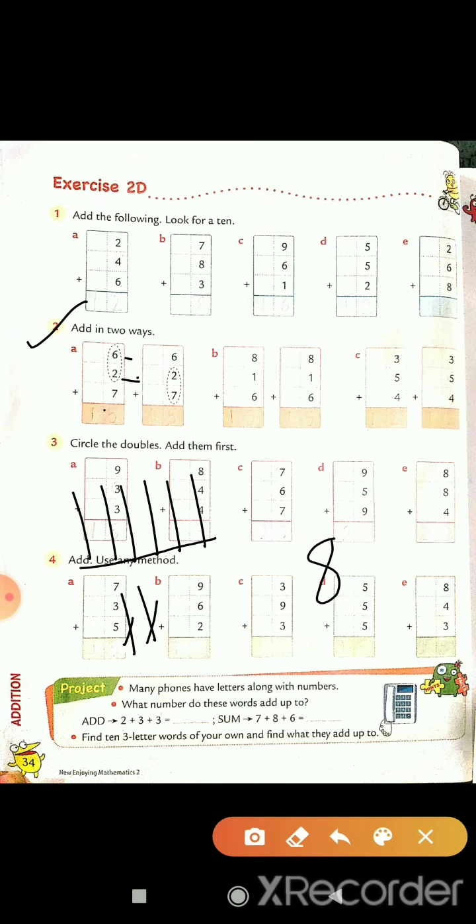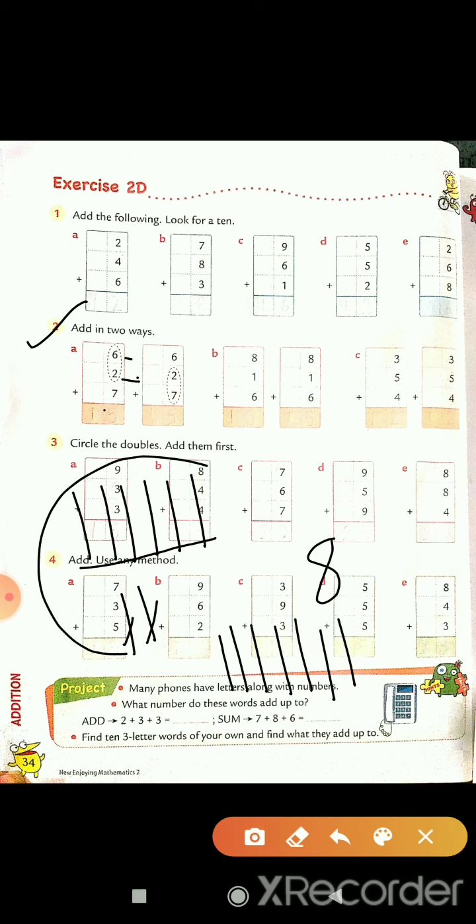And then we have to add 7. So 1, 2, 3, 4, 5, 6, 7. These are already 8 and we have counted. So you have to count forward. What comes after 8? 9, 10, 11, 12, 13, 14, 15. So you have to write here 15. Got it, students?